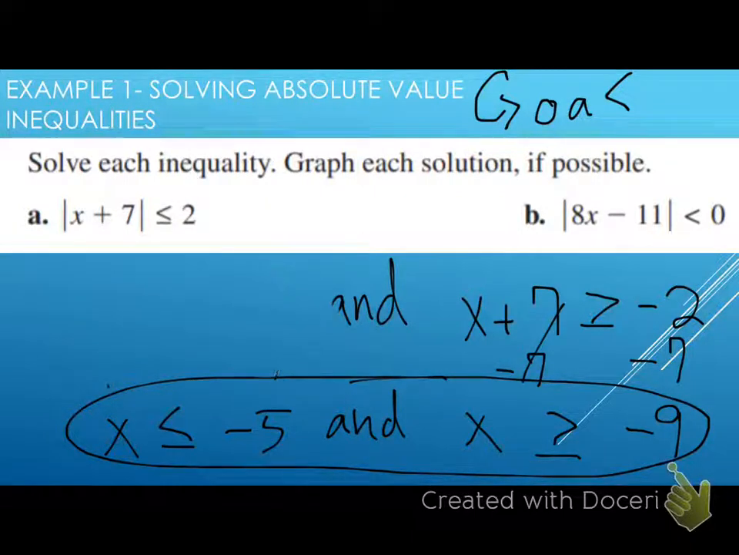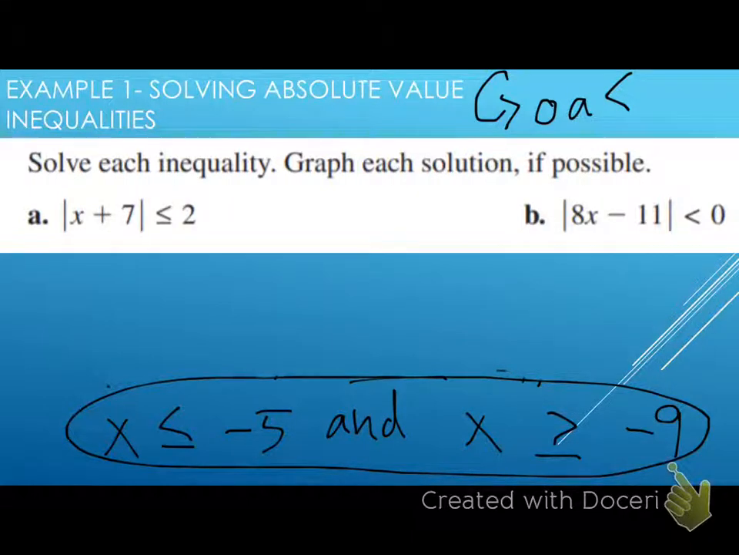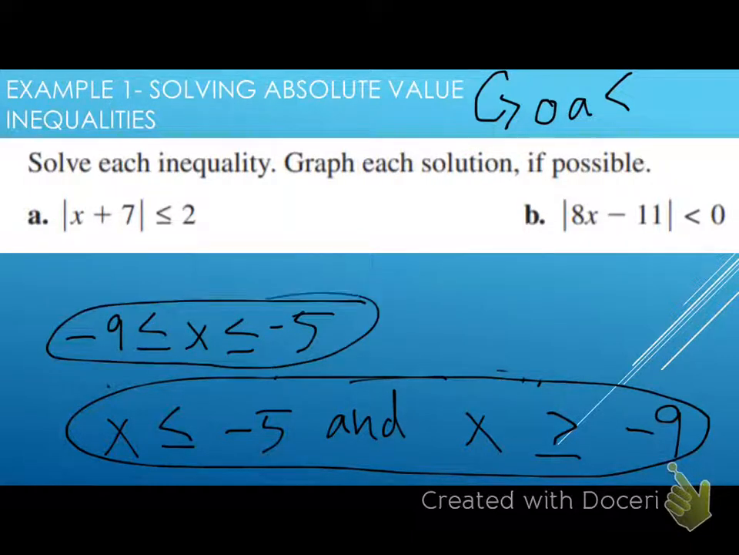How else could I write my answer? Very good. Negative 9 is less than or equal to x, which is less than or equal to negative 5. Does everyone see that? I would accept either one of those answers, though. So if you don't want to write it that special way, you want to leave it like this bottom one, that's fine. Okay? Is this all we're doing? Essentially, yes. Am I done with letter A?